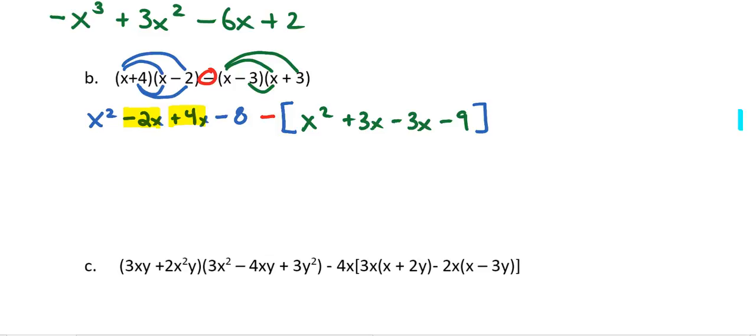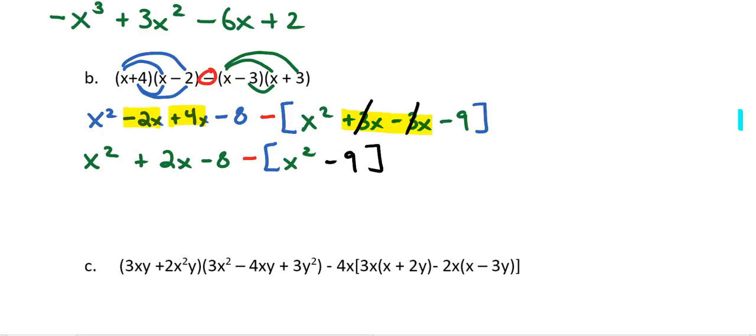If I collect those terms there, this will be x squared plus 2x minus 8. The minus sign here, and then a square bracket. So I have x squared there, and then I can definitely combine these, 3x minus 3x. Well, that will just cancel off, and then I have minus 9.